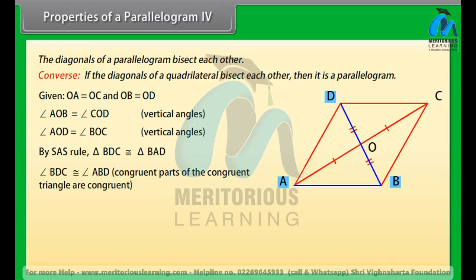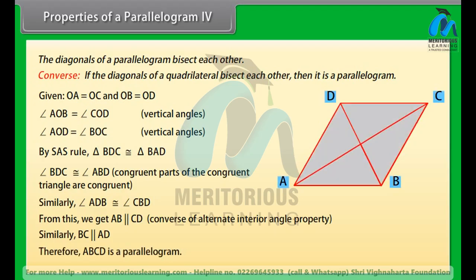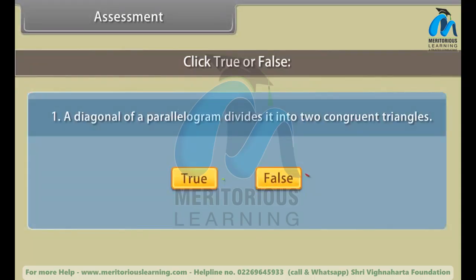Congruent parts of congruent triangles are congruent. Similarly, angle ADB is congruent to angle CBD. From this we get AB is parallel to CD. Similarly, BC is parallel to AD, using the converse of the alternate interior angle property. Therefore, ABCD is a parallelogram.